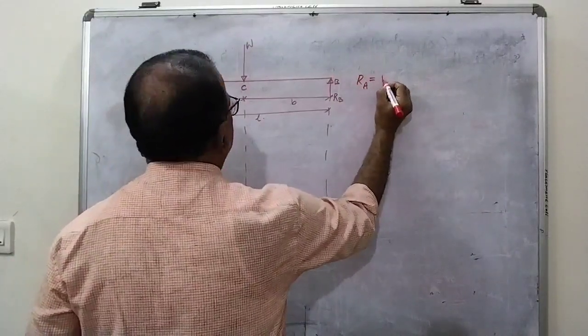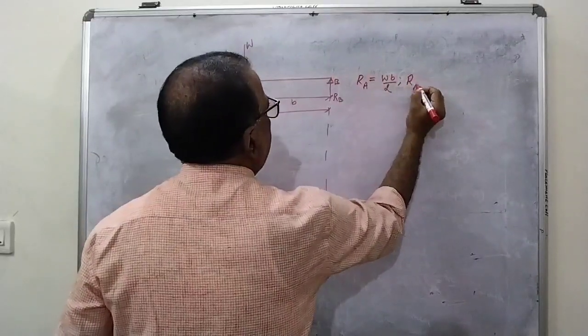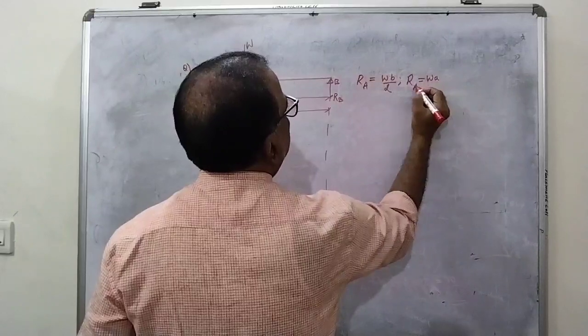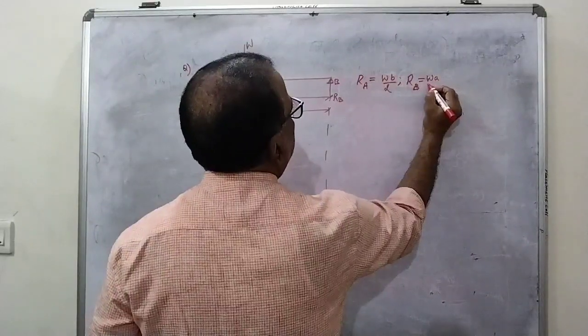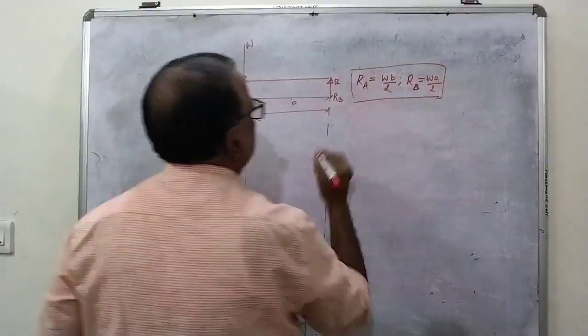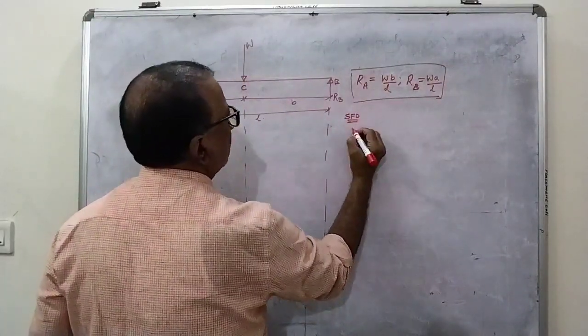RA is equal to WB by L. RA we got it as WB by L, RB we got it as WA by L. These are the two support reactions what we got. Now let us calculate the shear force diagram. Let us draw the shear force diagram.